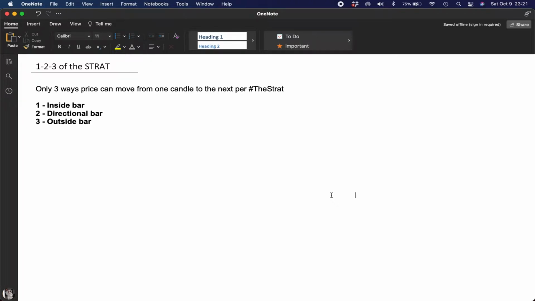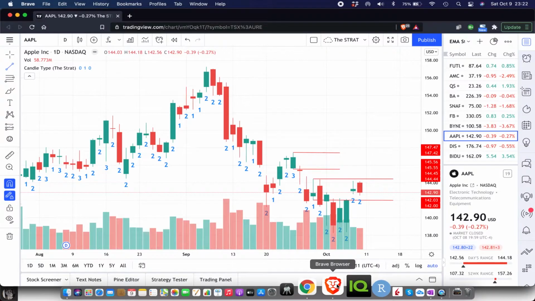As you can see, inside bars, which are known as type 1 bar, directional bar, which are known as type 2 bar, and outside bar, which is known as type 3 bar. Now this will all make sense once I pull up a stock chart on TradingView. I've already pulled up the Apple stock chart on a daily time frame. As you can see, this is going to be like sheet music. Again, if you know to read music, you just train your eye to recognize these three different numbers and bars.